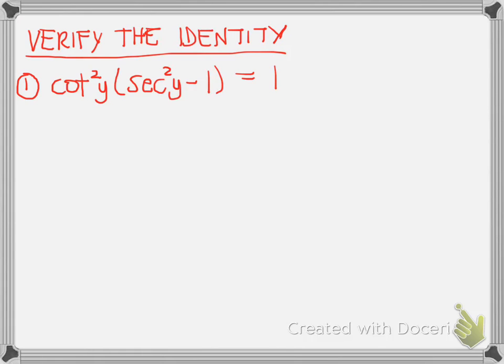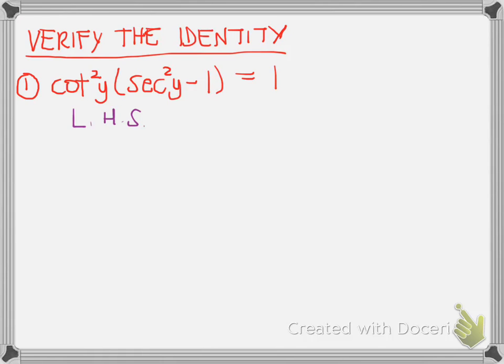Now here it's clear to start with the left-hand side because the right-hand side is just 1. Although, remember, 1 equals sine squared x plus cosine squared x. So if need be, you can always use that fact as well. I don't know if that's needed, but that's something to keep in mind. Okay, so we're going to start with the left-hand side.